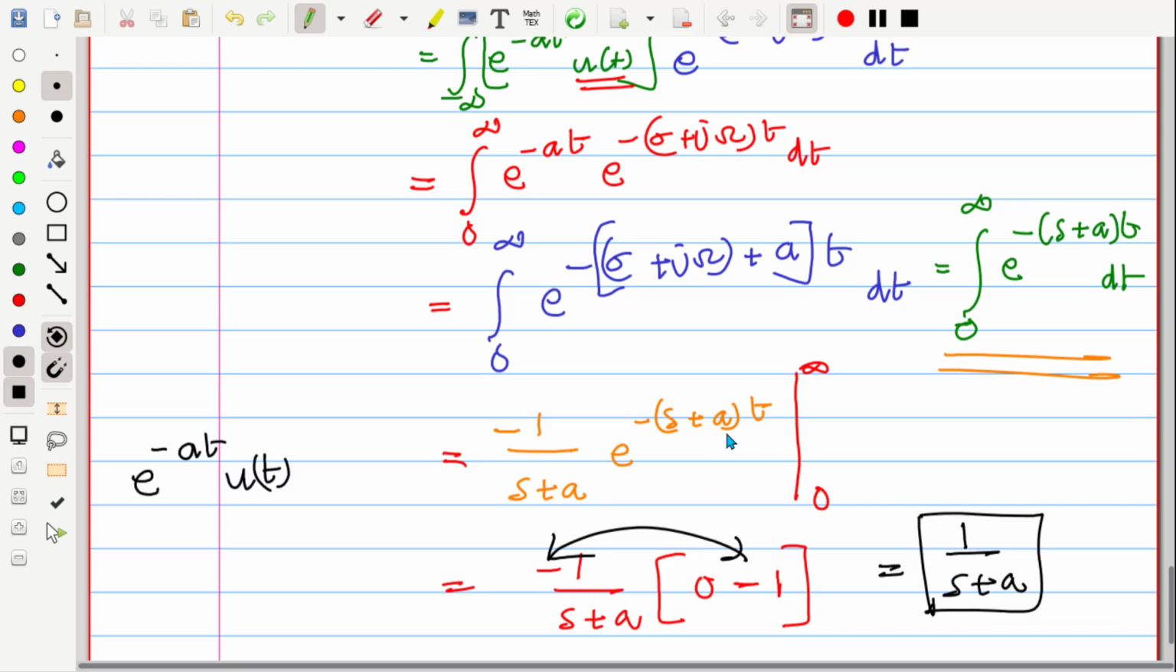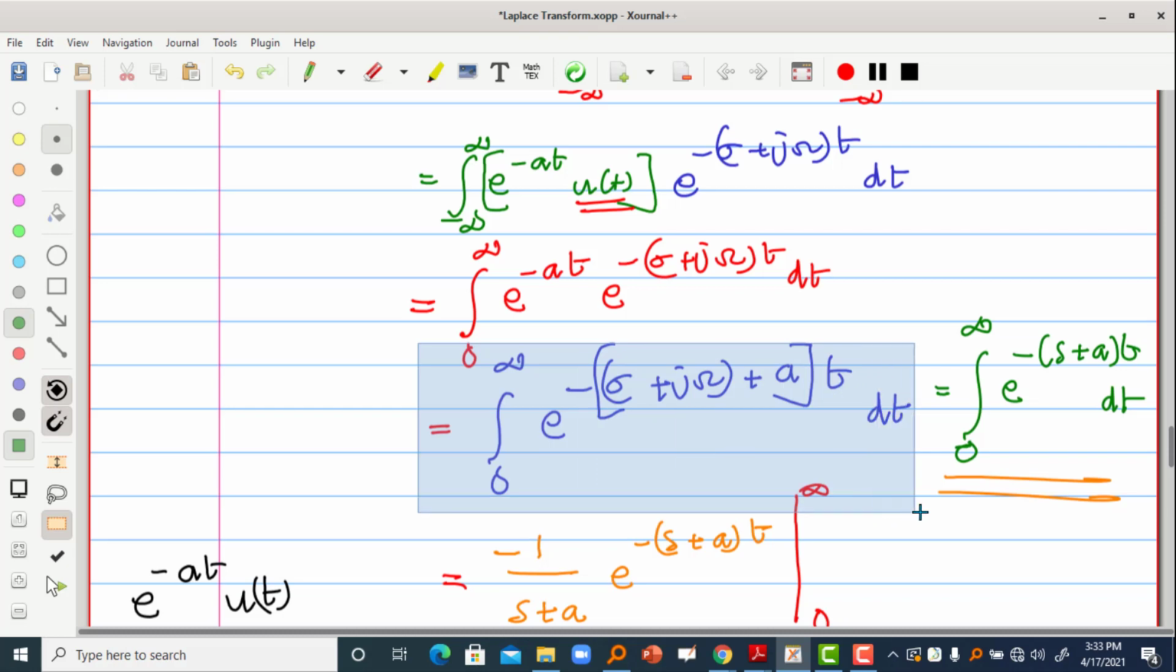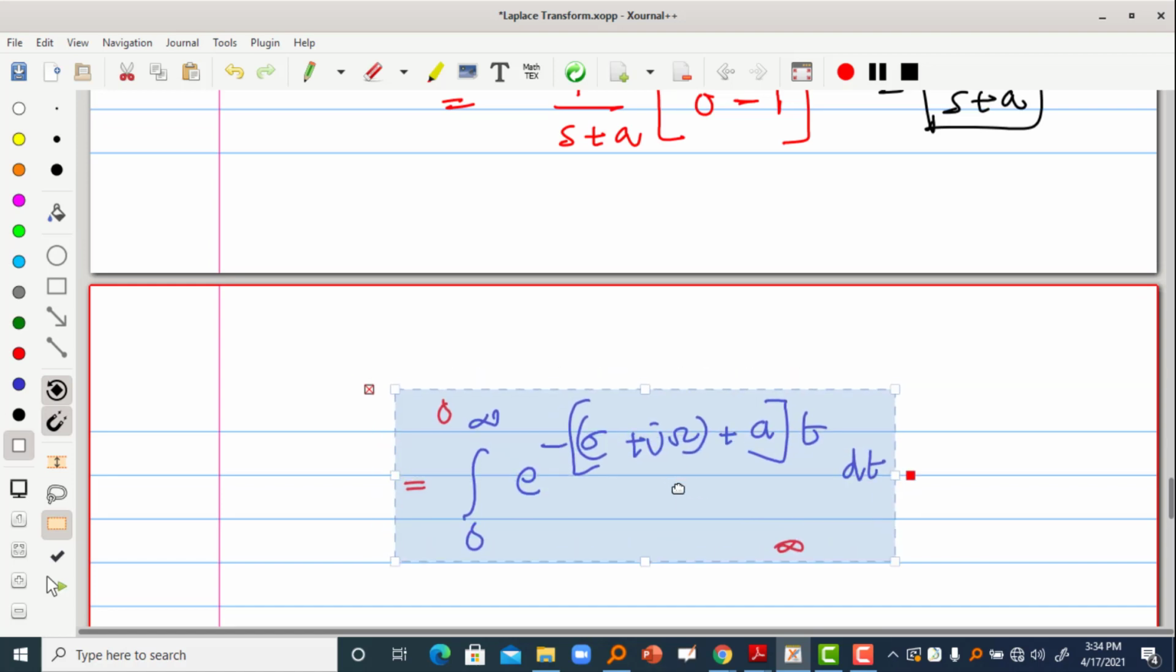Now what is the importance of this? If you carefully observe, we can see that this particular equation can also be expressed in another format, which I am going to copy and paste here, right?